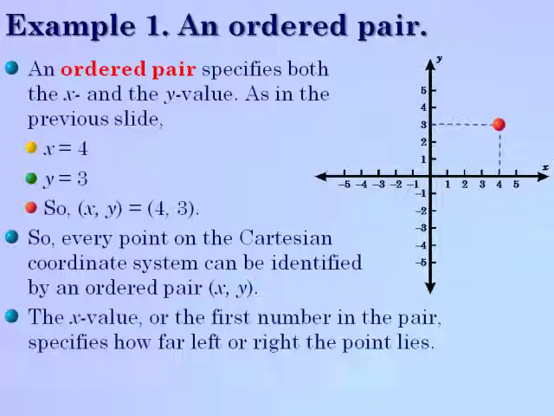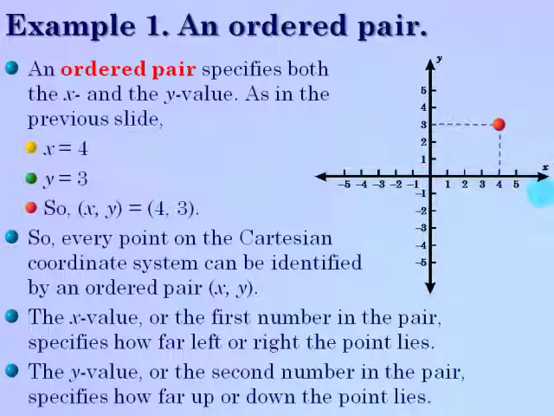The x value, or the first number in the pair, specifies how far left or right you want your point to be. And the y value, or the second number in the pair, specifies how far up or down you want the point to be.